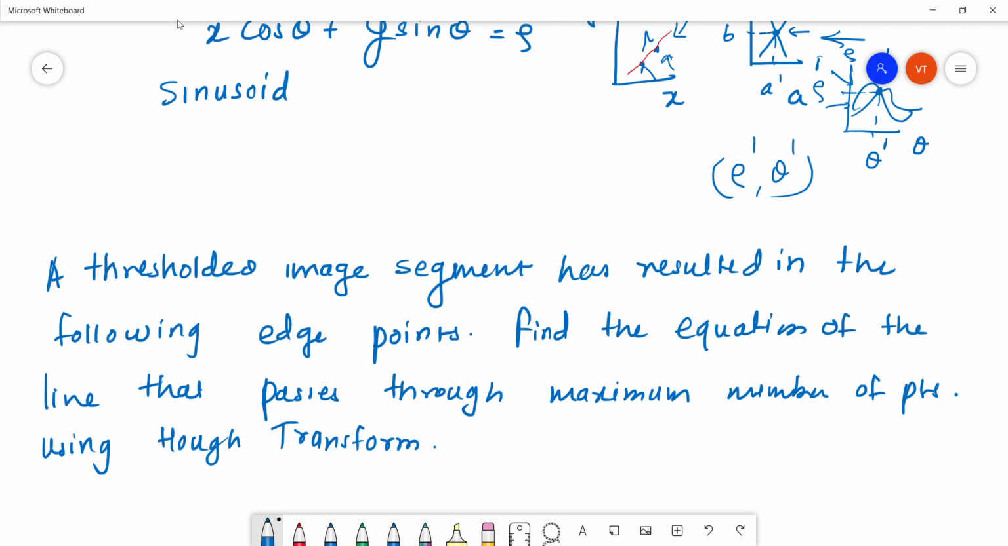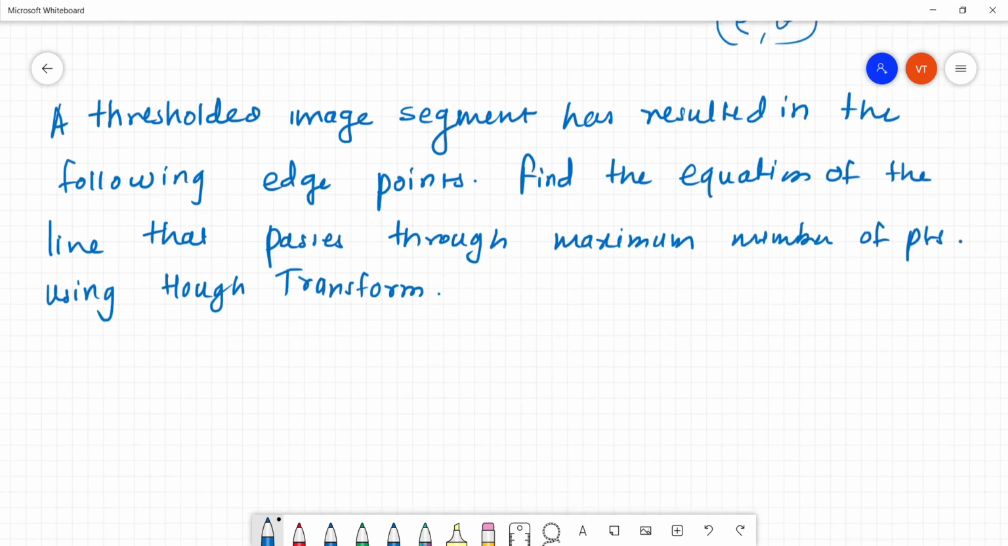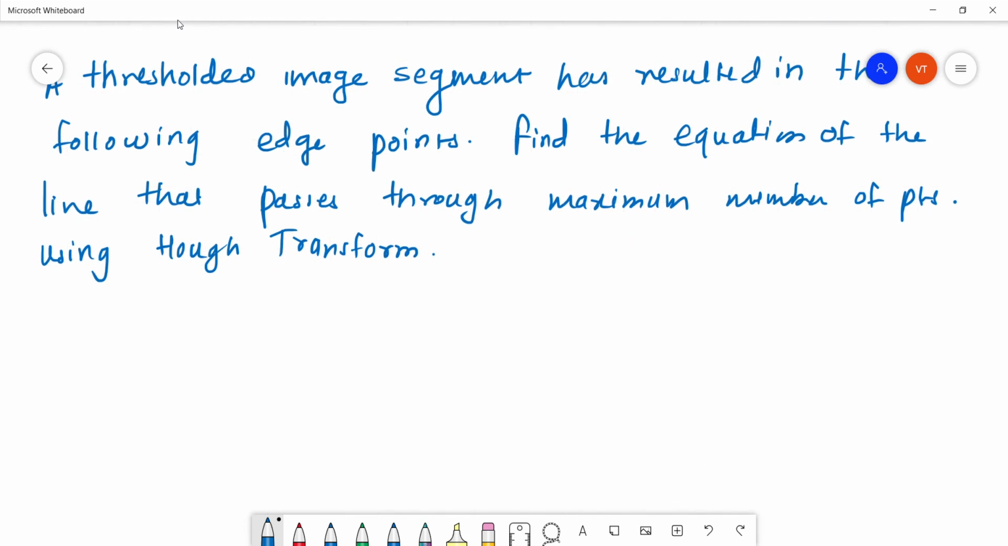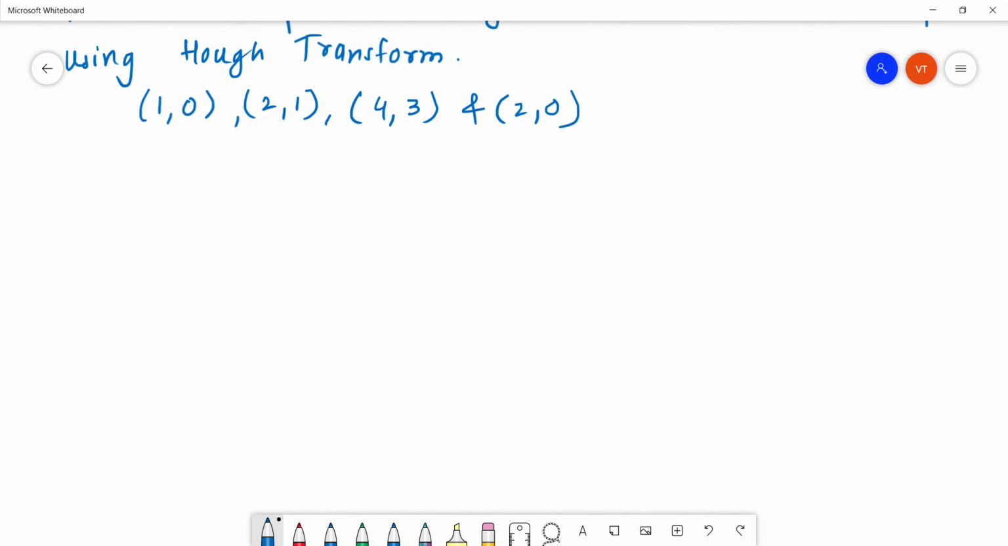Okay, till today they have asked only for slope intercept. They have not asked for rho theta polar coordinates. So the points given are (1, 0), (2, 1), then the third point is (4, 3), and (2, 0). Okay, so we'll see the solution.